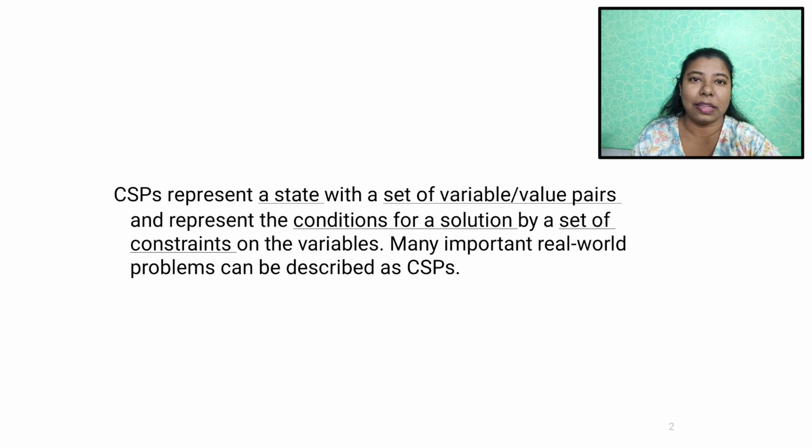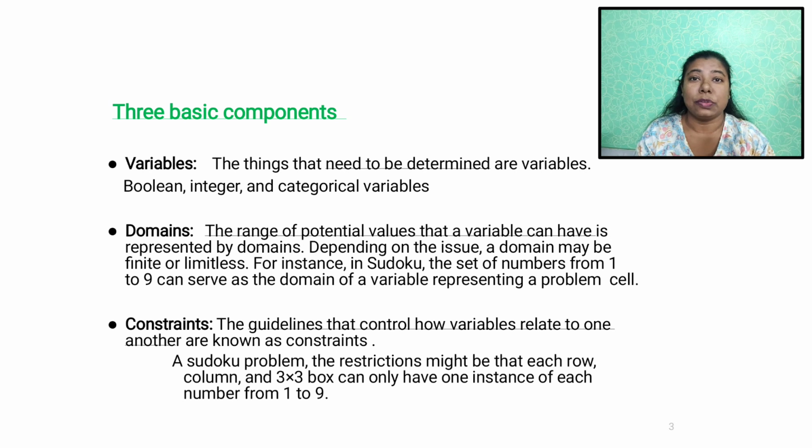Next, what are the most important areas? Basically there are three basic components of a CSP. Those are the variables, the domain and the constraints. What are the variables? The things that need to be determined are the variables. Suppose the values, the categories, the numbers, those are the variables. Next, what is the domain? The range of potential values that a variable can have is represented by the domain.